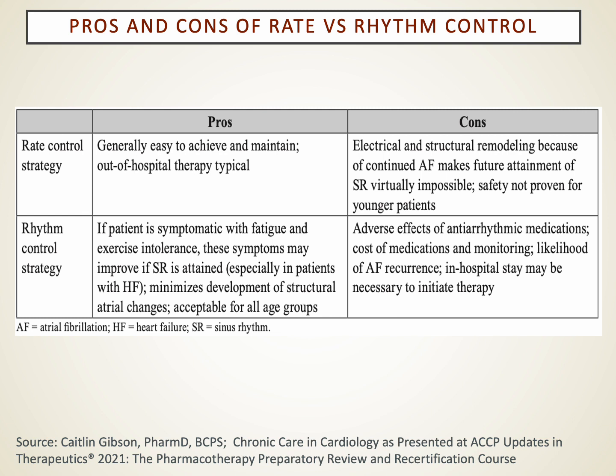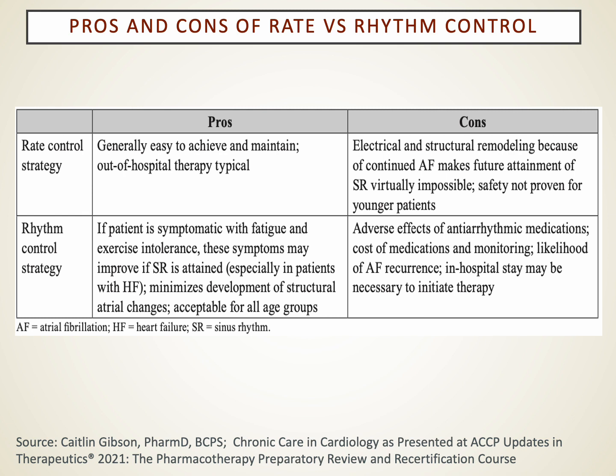The downside to rate control is that over time, folks in AFib will have electrical and structural remodeling, and so for younger patients, that's not an ideal circumstance. For younger patients, below the age of 60, typically we will look at trying to find an option for rhythm control, if that makes sense.